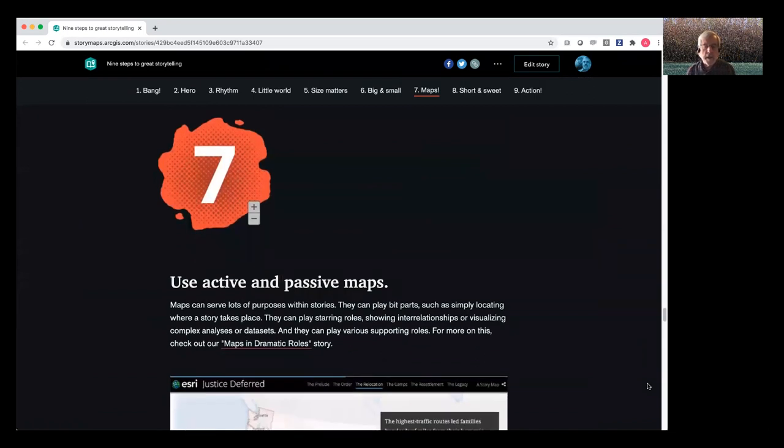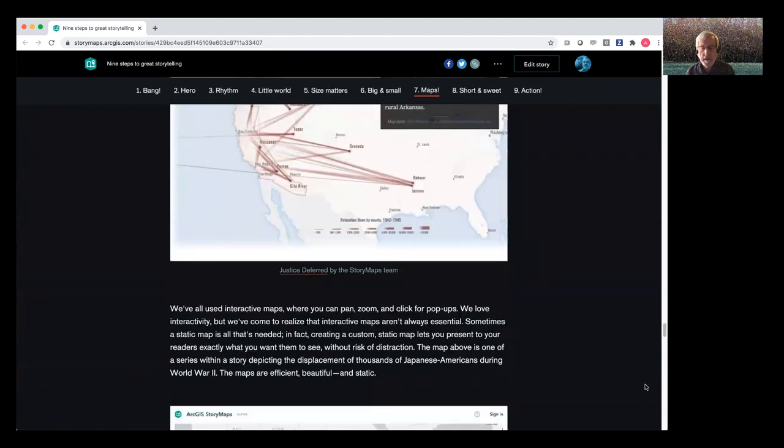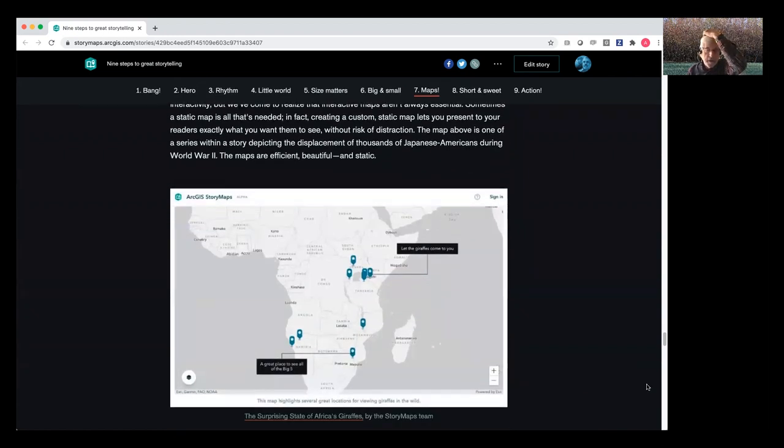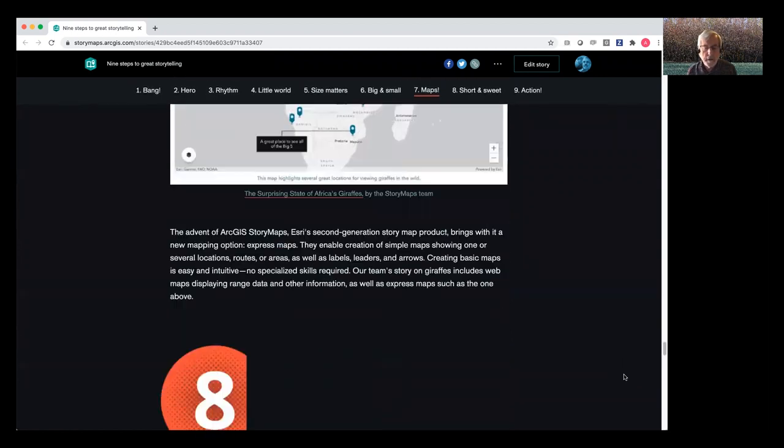It's wise to think about using active and passive maps. And what I mean by that is that often we assume that every map needs to be interactive, but they don't. In fact, a lot of casual readers don't bother to interact with maps. So often static maps are more effective also in that you can include in that map only what you want your readers to know and not have them be distracted by additional content that's irrelevant to the story. Our Express Map Builder is an easy way to do that. So you can very easily and intuitively create relatively simple maps that show things like a series of points or a route or a set of areas.